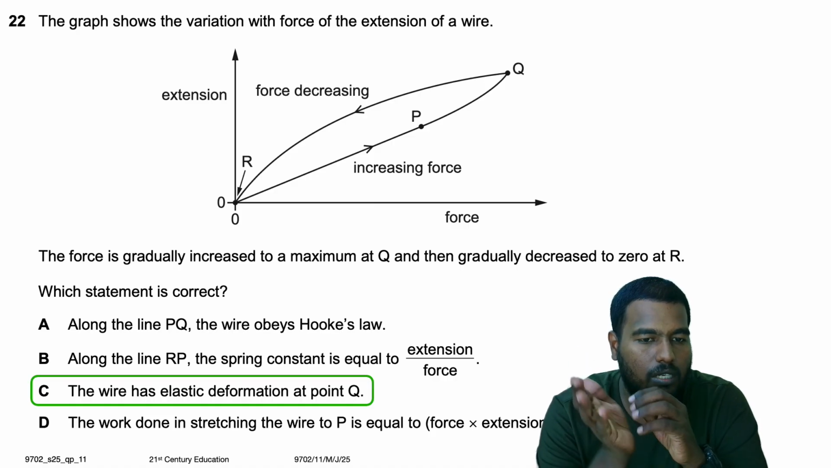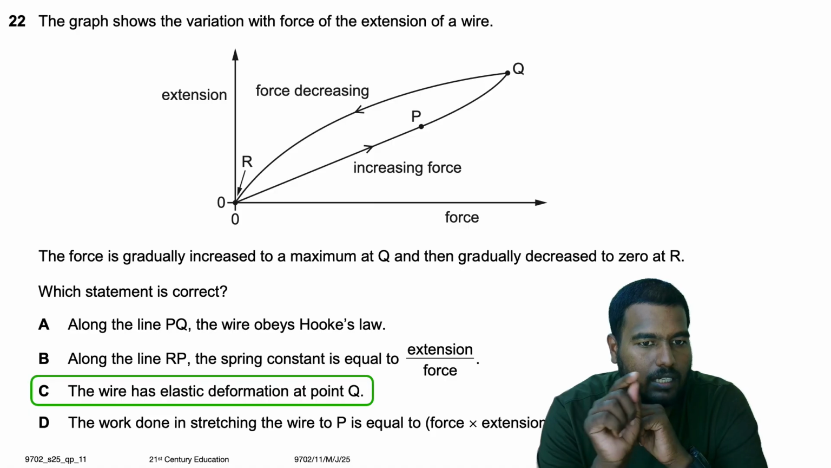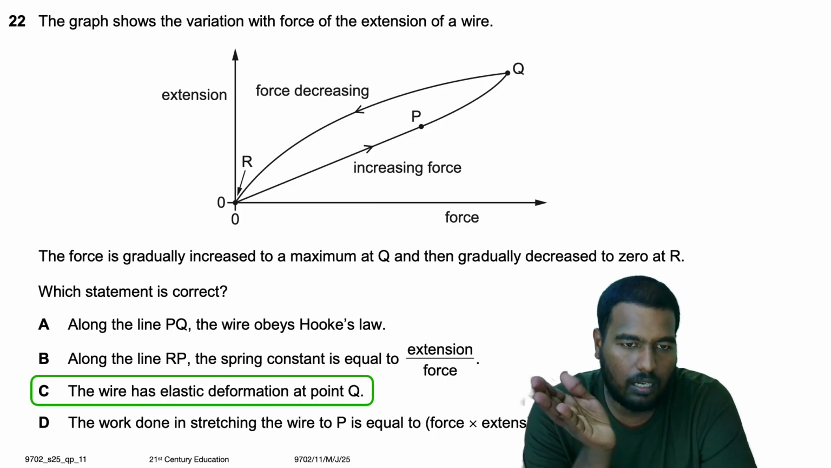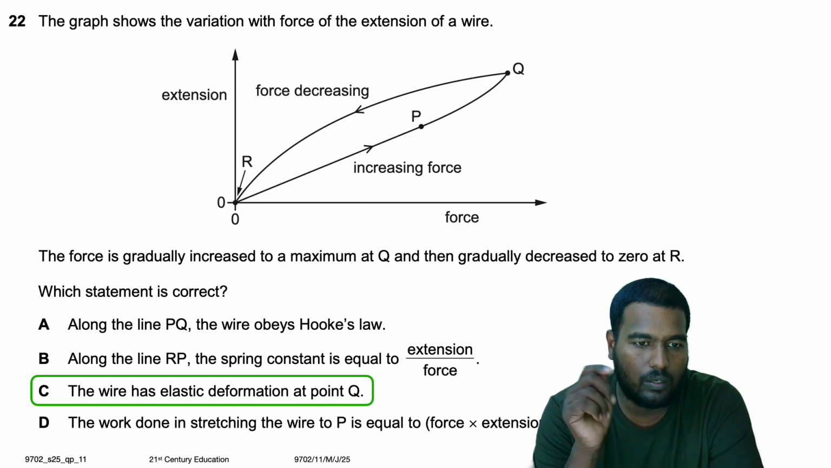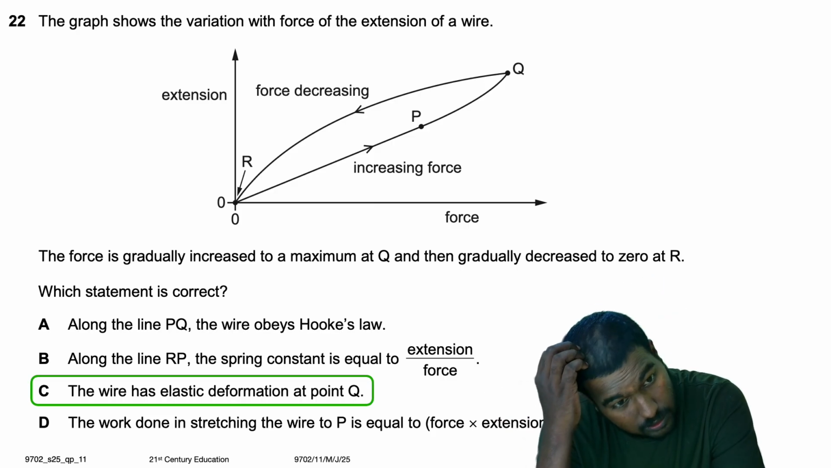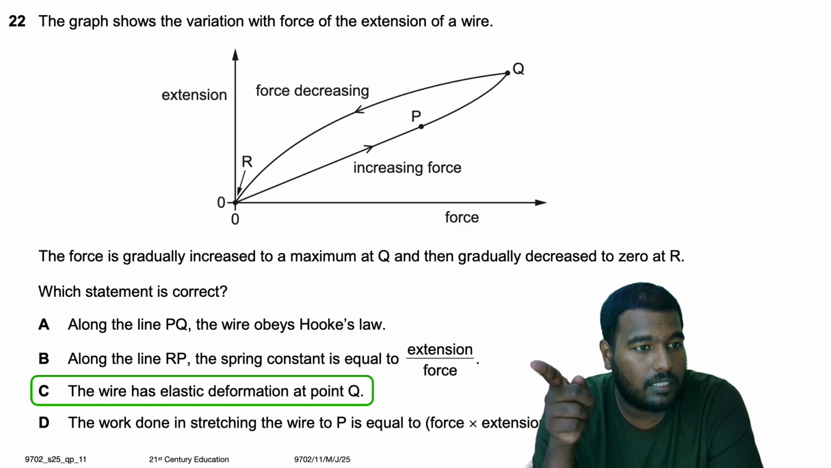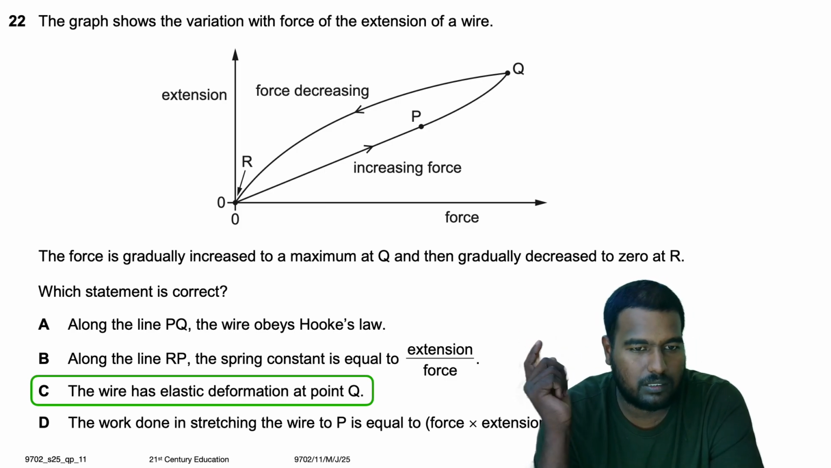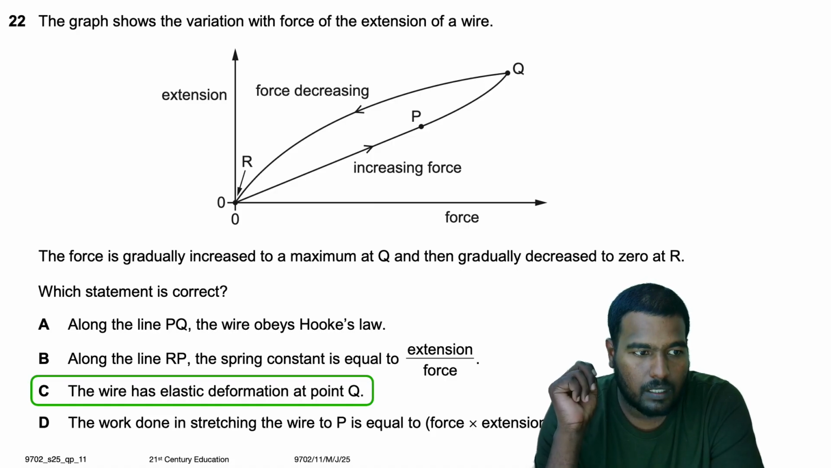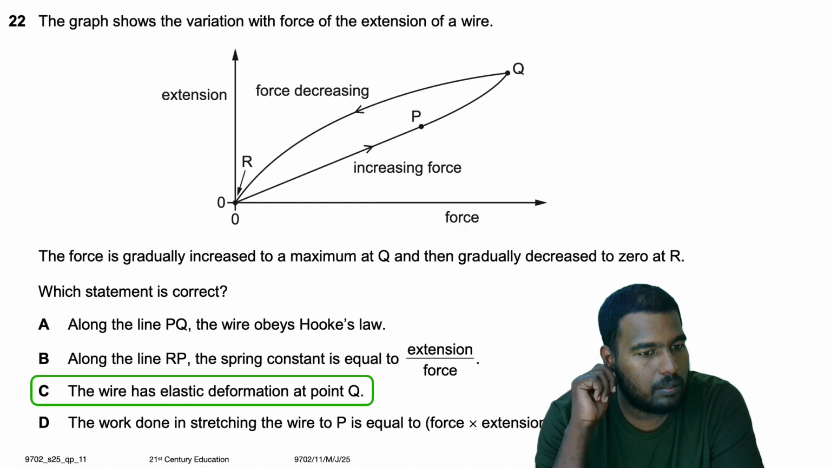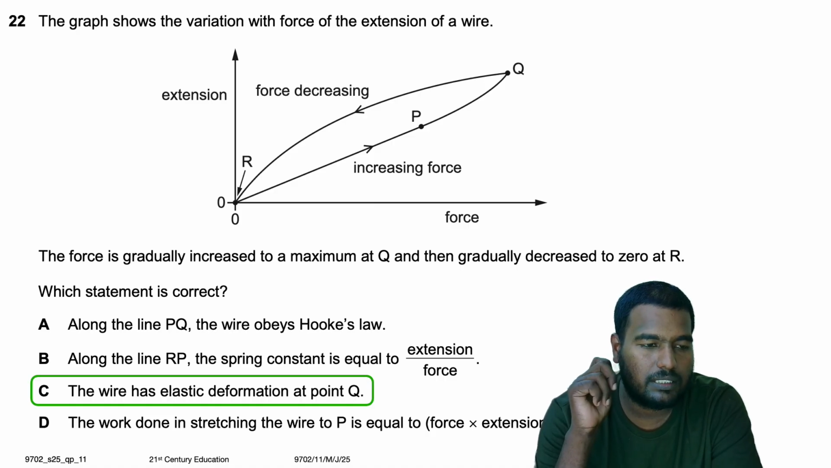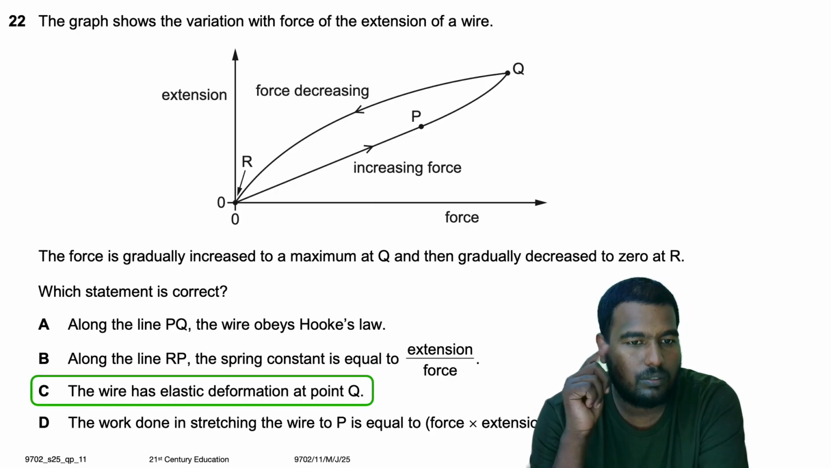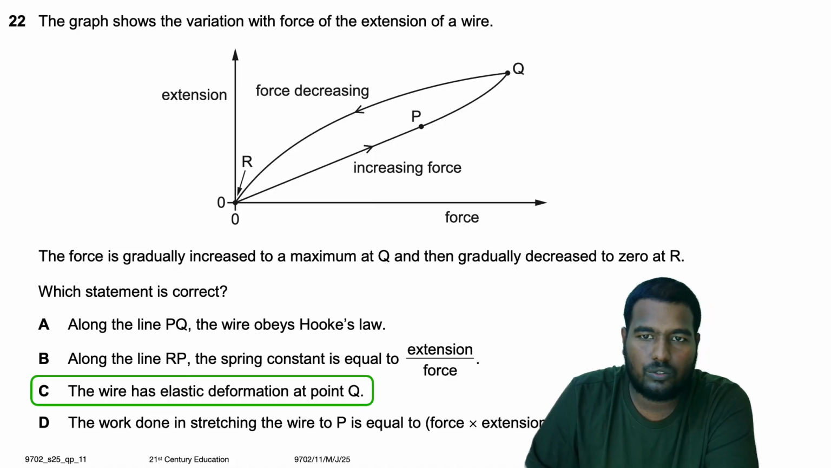So what is Hooke's law? Force is proportional to extension until that point. That's the region where it obeys Hooke's law. So PQ doesn't obey Hooke's law. Maybe OP obeys Hooke's law. So A is wrong. Along the line RP, the spring constant equals extension by force. No, it is force by extension. So B is also wrong. Work done in stretching the wire is equal to force into extension. It is actually the area under the curve, so it's not force into extension. So D is also wrong.